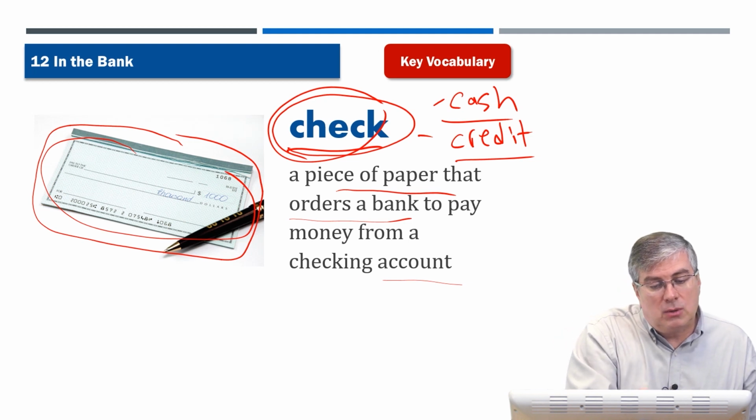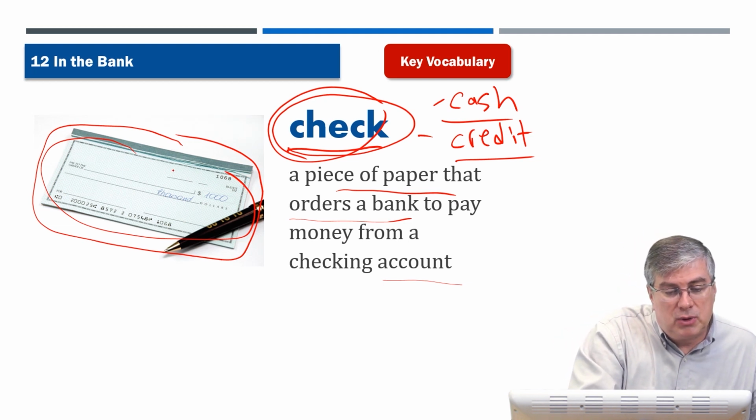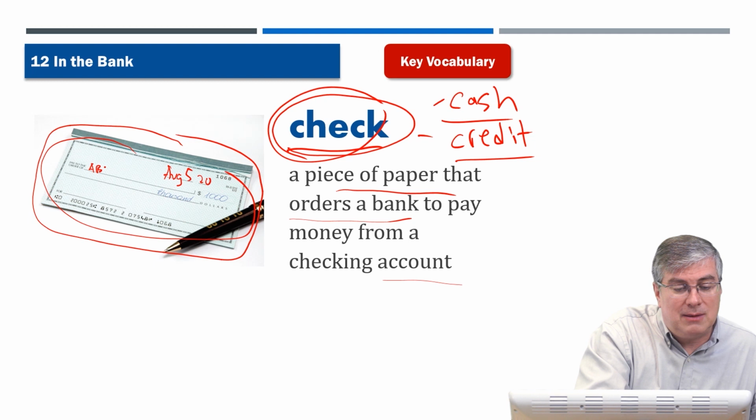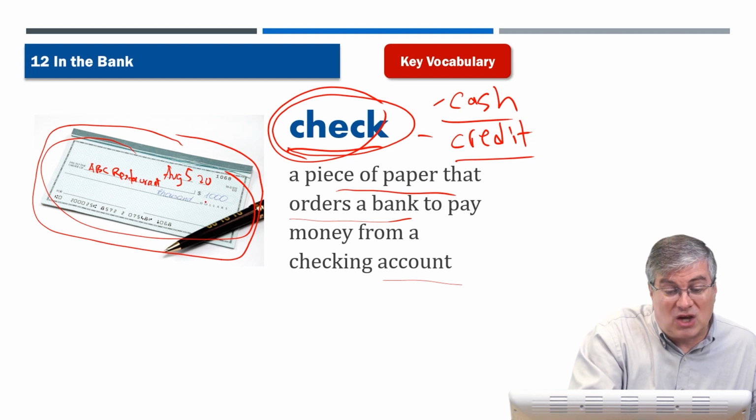Now, let me show you how the check works here. Up here, you put the date. So you might put August 5th. And then, of course, the year, 2020. And then here it says pay to the order of, and you write the name of the restaurant. So let's say ABC Restaurant. And then here it says how much?